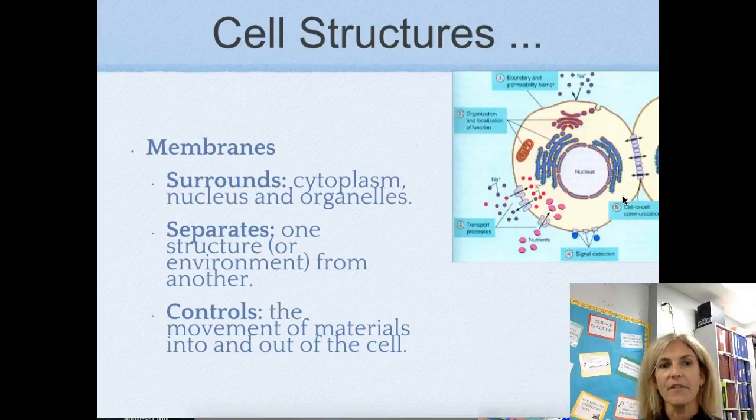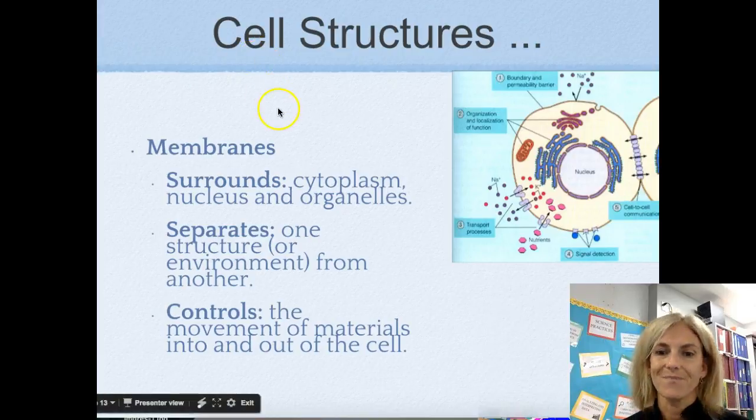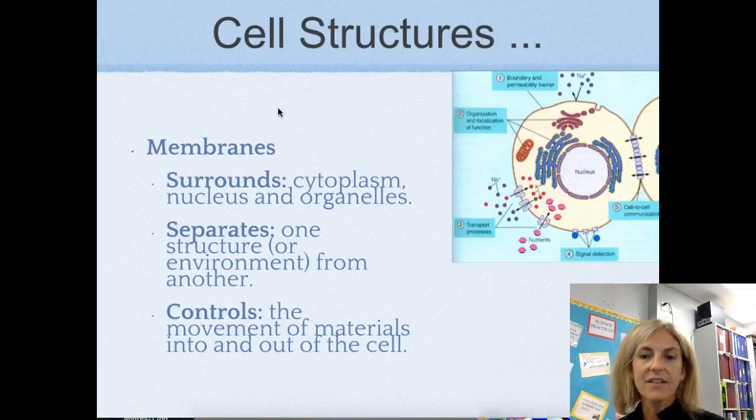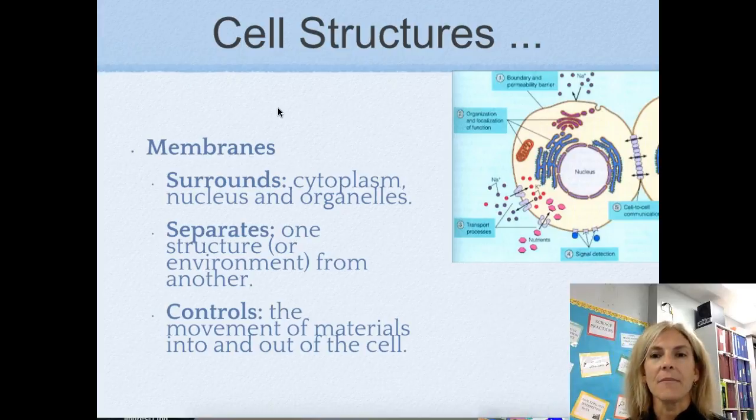So what's the job of the membrane? Probably the most obvious is that it surrounds the cell. It's making compartments within the cell, and it's keeping structures separate from their environment. So your entire cell will be kept separate from its external fluids, and then within the cell, each structure is going to be kept separate from the cytosol or cytoplasm.